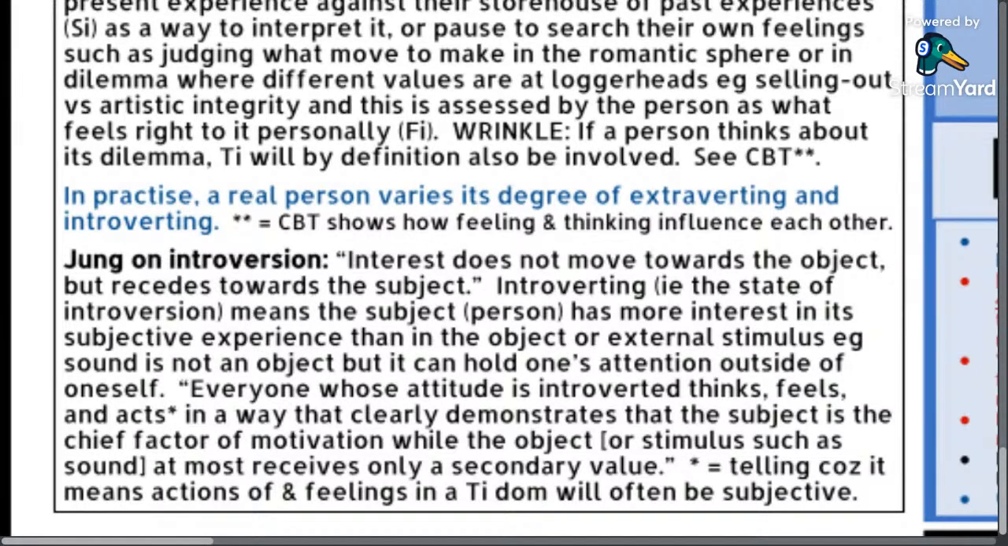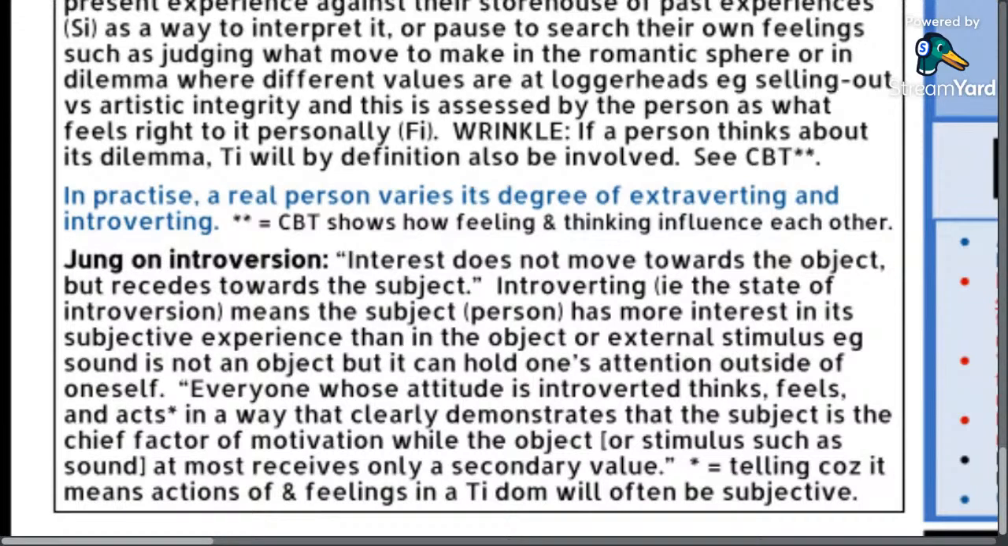What was the bit that was complex? Right, here we go. "It is passive when the subject is unable to restore again to the object the libido which is streaming back from it." That's when it's passive. So there's an example of how I cleaned that up. Interest does not move towards the object but recedes towards the subject. Anything in quotes is from Jung, and then I put some clean up sentences in.